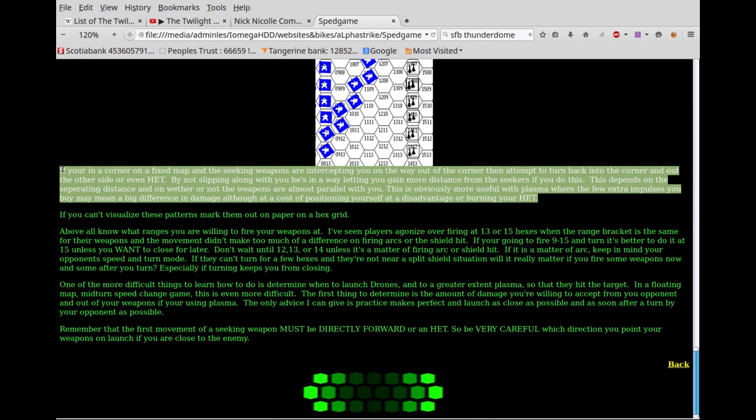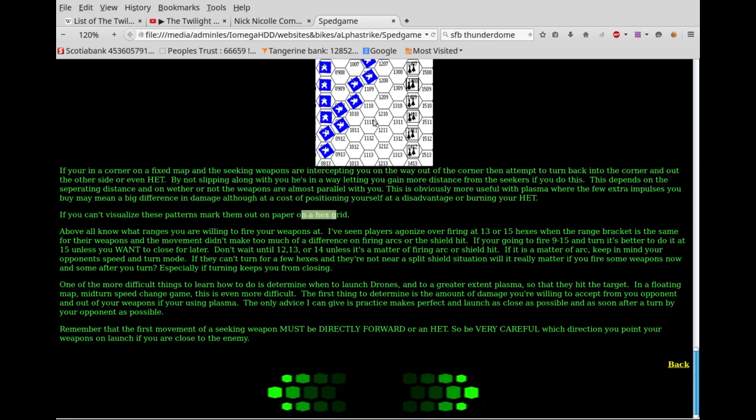Now, if you can't visualize these patterns, you could draw them out on a paper hex grid like I've done for you here in that graphic. Above all, know what ranges you are willing to fire your weapons at. I've seen players agonize over firing at range 13 or 15 hexes when the range bracket is the same for their weapons and the movement didn't make too much difference on firing arcs or the shield hit.